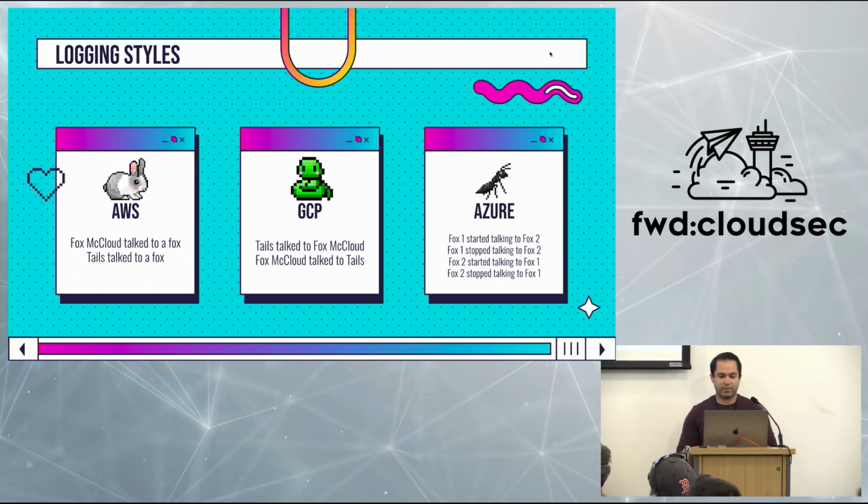GCP gives us both ends of that communication, where it'll say Tails talked to Fox McCloud, and Fox McCloud talked to Tails. And then Azure gives us even more. It'll say Fox 1 started talking to Fox 2, Fox 1 stopped talking to Fox 2, Fox 2 started talking to Fox 1, etc. And we'll dive into some more specific examples of what this actually looks like, but I wanted to put this in your mind early.